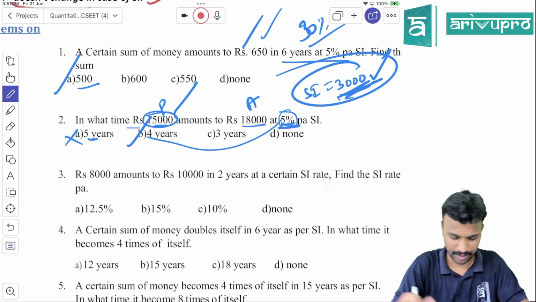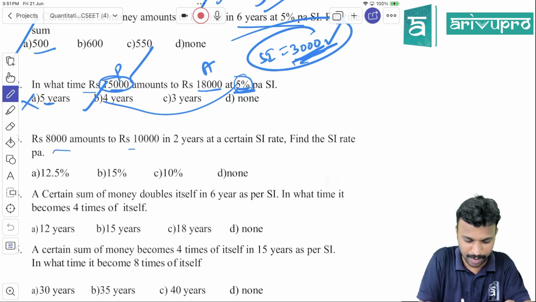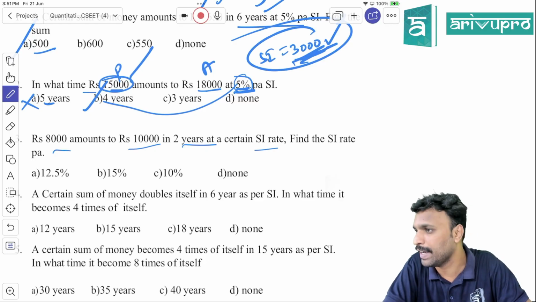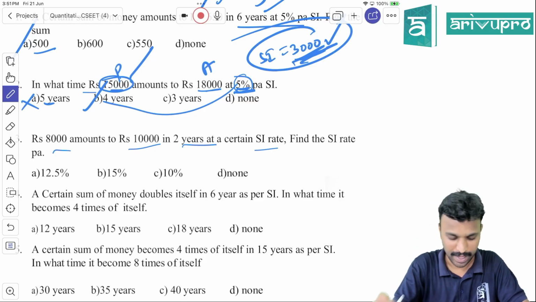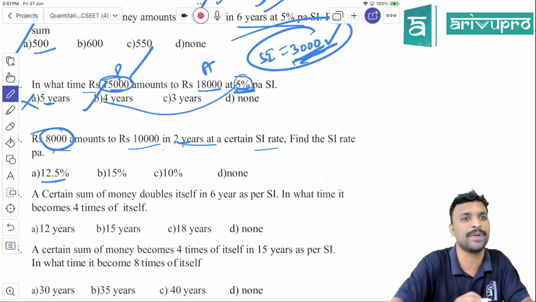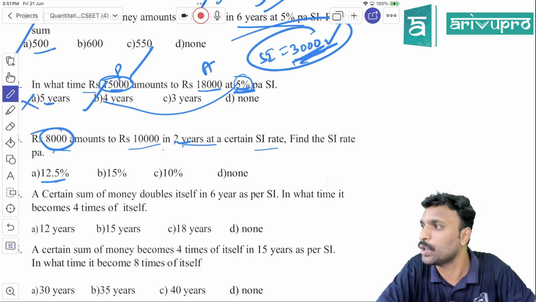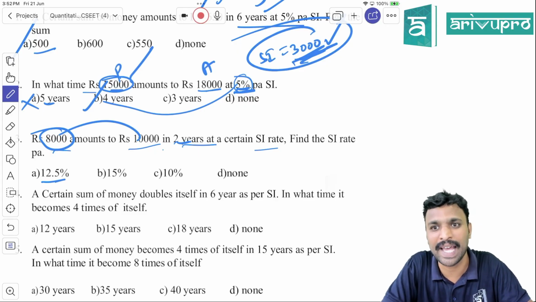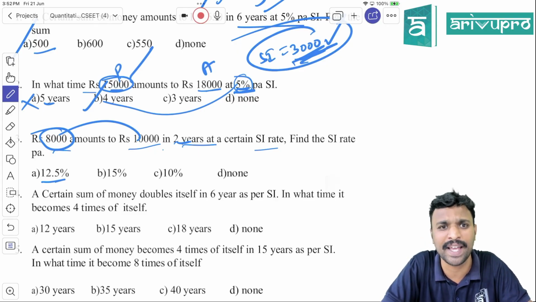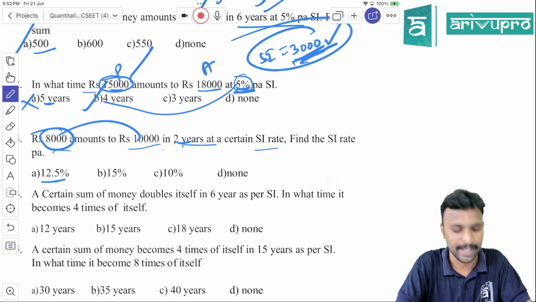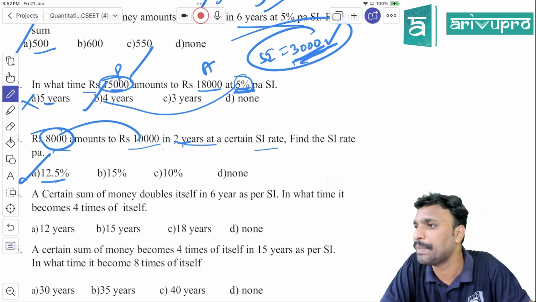Understood? Next. Rupees 8,000 amounts to 10,000 in 2 years at a certain rate of interest. Where is the rate of interest? In the options. Now they will have given 2 years. If I hit the first option, 2 into 12.5, 25%. Now how much is 25% of 8,000? 2,000. Now interest how much? 2,000 only, because amount minus principal is SI. So 25% on 8,000 is 2,000 only. Therefore, option A is the right answer.